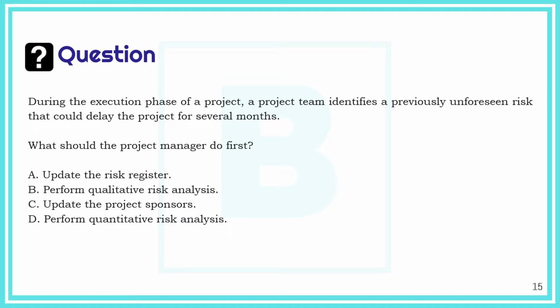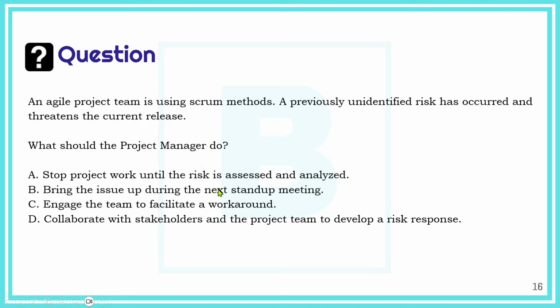Since the question is asking what to do first, we need to follow the steps in the process. So when we discover a new risk, first we have to record it in the risk register, then perform qualitative risk analysis, then have an advanced quantitative risk analysis, and inform the stakeholders. Okay, so these are the logical steps in the process.